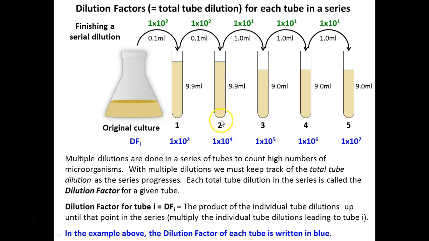So now this tube itself, as compared to the original culture, is 10,000 times diluted, 10 to the 4th. And then the next one, they did a 10-fold dilution, so it's 10 to the 5th. Another 10-fold dilution, so 10 to the 6th. Another 10-fold dilution, 10 to the 7th. You just keep going in series. Even if you were to multiply all of these, 2 plus 2 plus 1 plus 1 plus 1 gives you that 7. From the original, what is this? This is 10 to the 7th times diluted.